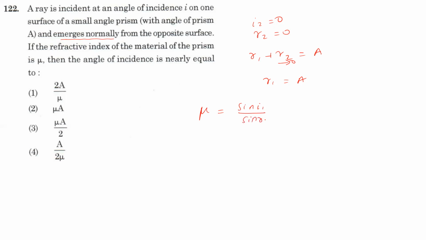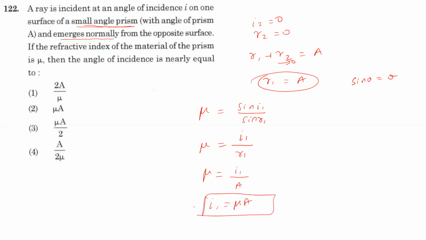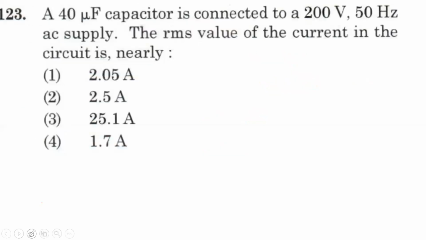Sin I1 by sin R1. Here it is a given small angled prism. For a small angled prism, sin theta is small, so sin theta is equal to theta. So here we are taking sin I1 as I1 and sin R1 as R1. Here R1 is given as A. By substituting, mu is equal to I1 divided by R1 plus A, so that I1 is equal to mu into A. So the angle of incidence is mu into A. The second option is correct.